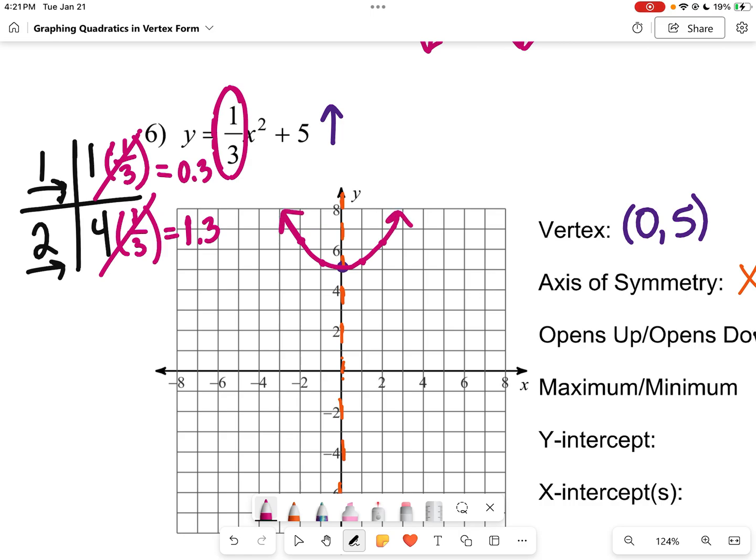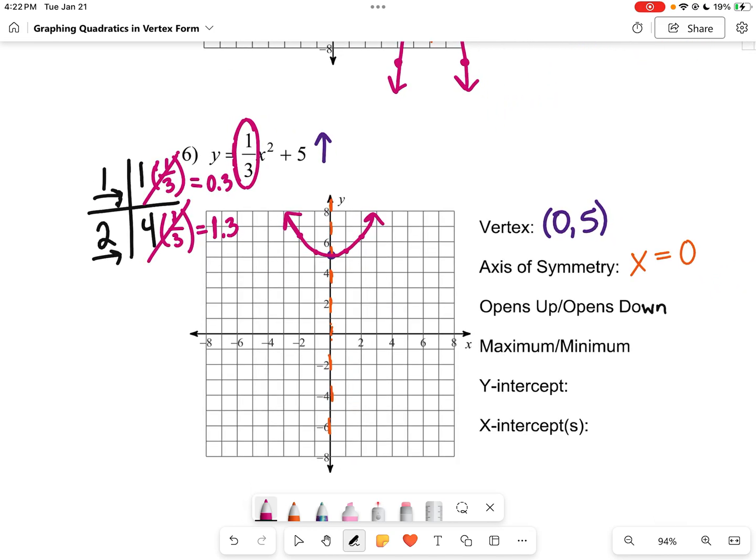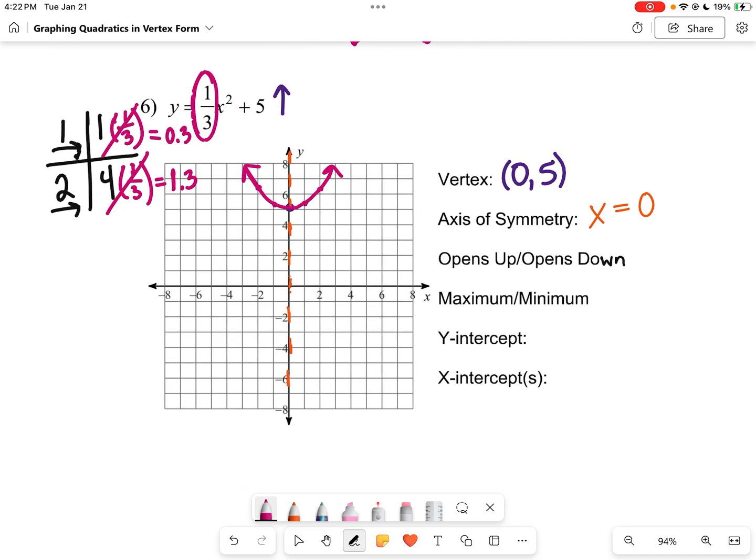So do you see how I had a fraction in the front? See how it kind of opened it up and made it a bit wider? So that's what we talked about at the beginning. It's going to kind of compress it, kind of like it got squished down from the top and opened up on the sides, okay? So this is going to open up, which we could have said because it's a positive A value. Here, I have a minimum because notice I have a lowest point right here, right? That's the bottom of my graph.